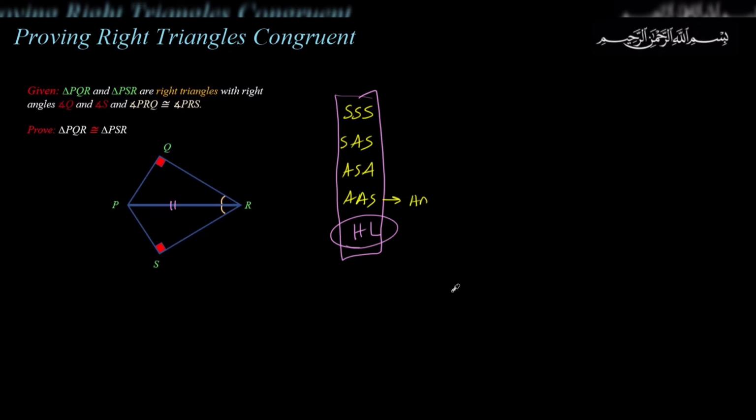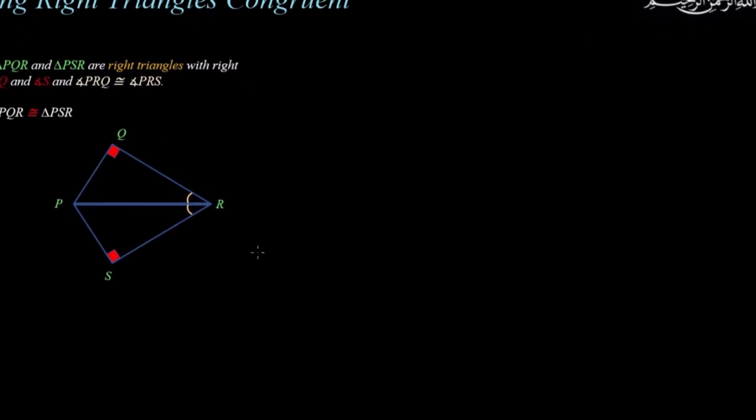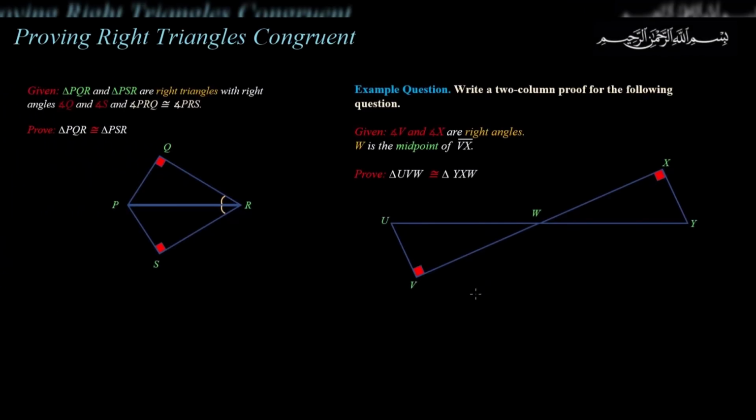So that's easy peasy. I think we can use angle, angle, side to prove this, because we recognize that PR is congruent to itself because of the reflexive property. Then we have angle, angle, and a side. So we can prove these triangles to be congruent using angle, angle, side. I'm not going to write a 2-column proof here in the interest of time, but I hope you appreciate that. Okay, so here's our second example, and here we're asked to write a 2-column proof for the following question.